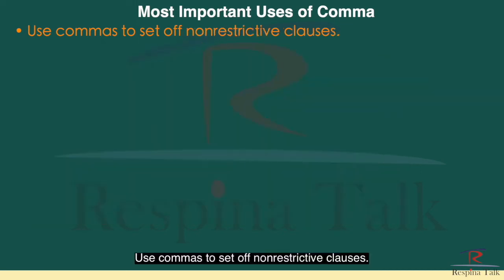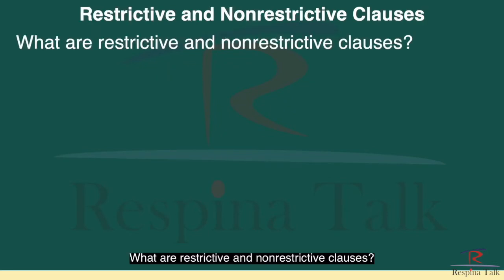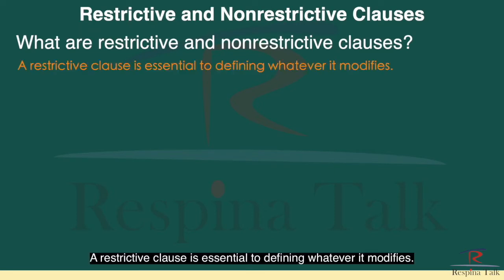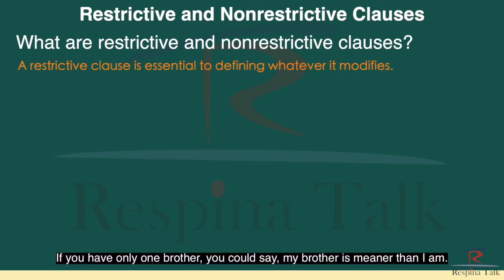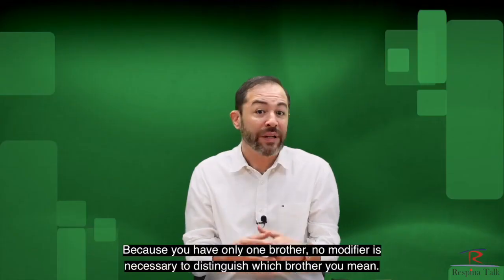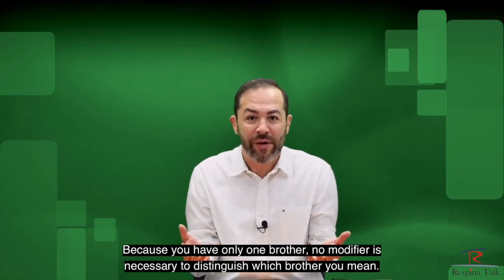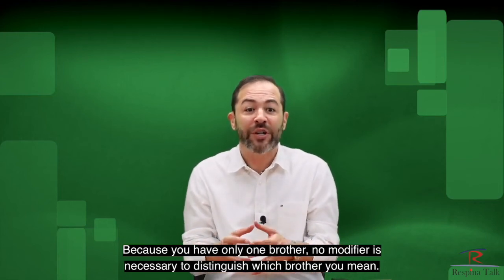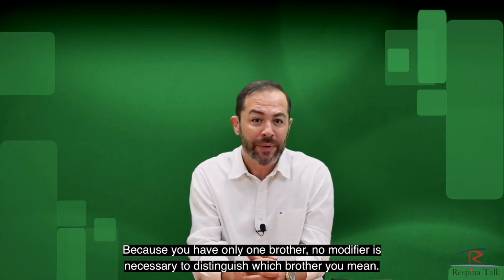Use commas to set off non-restrictive clauses. What are restrictive and non-restrictive clauses? A restrictive clause is essential to defining whatever it modifies. If you have only one brother, you could say, my brother is meaner than I am. Because you only have one brother, no modifier is necessary to distinguish which brother you mean.